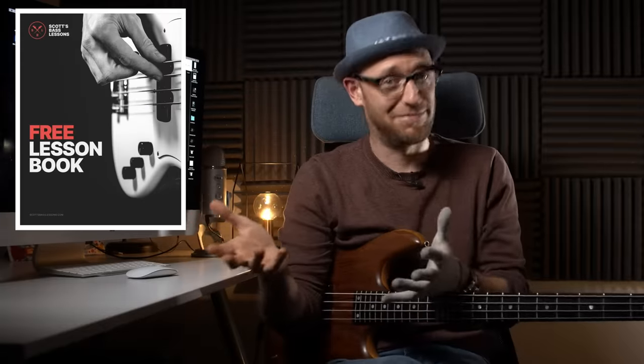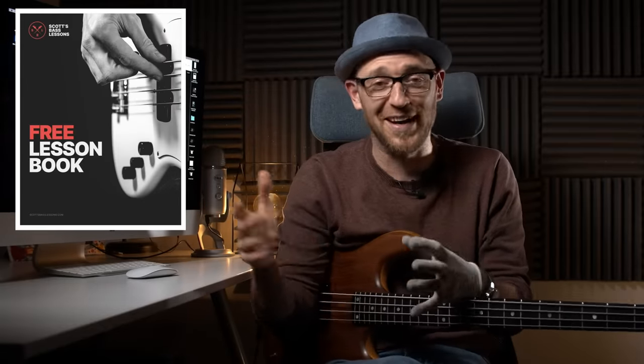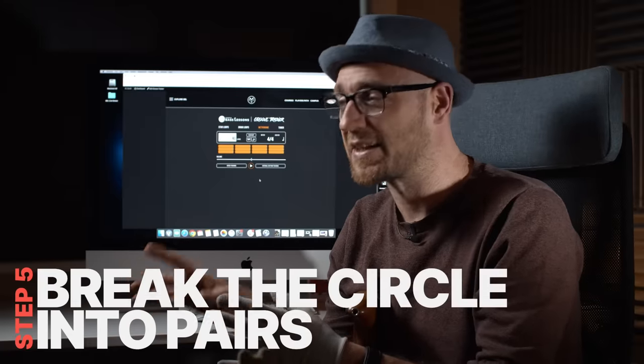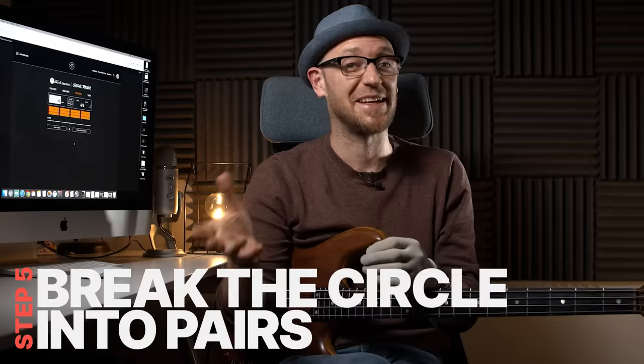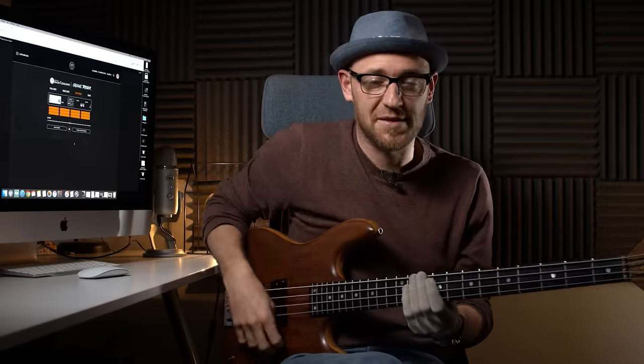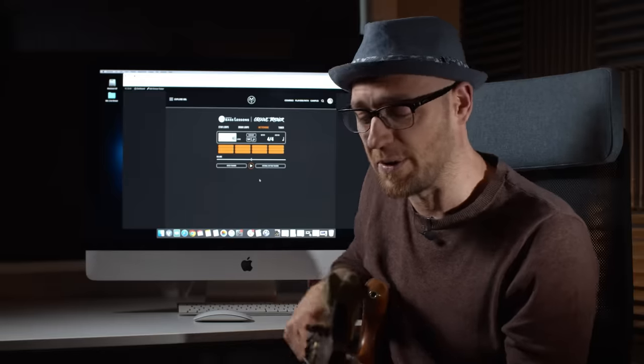Now, step five is when things are going to, well, it's going to be interesting, okay? So what we're going to do now is break up the circle of fifths. I told you, we need to download that, right? We're going to break it up into six groups of two, okay? Six groups of two. And we're going to play up one, and down the next. So we're going to play up C and then down F, okay? And we're going to practice that one grouping to start with, okay?